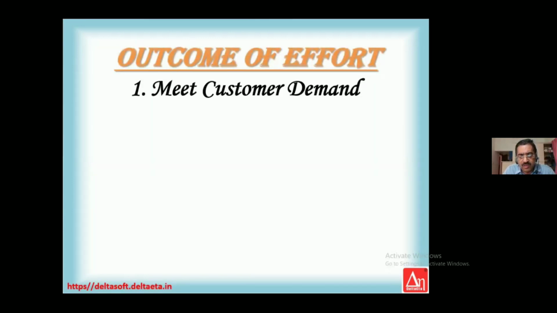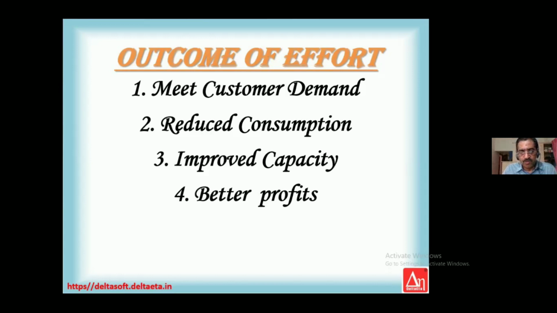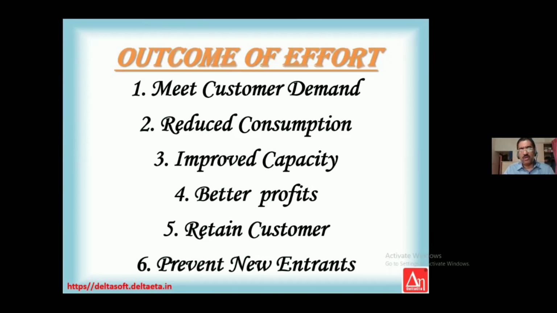Now, what is the outcome of such an effort? You met the customer demand, you reduced many consumptions. You reduced the consumption of diesel, you reduced the consumption of paint. You improved your capacity without adding anything to the infrastructure. You kept the existing painting system, the same system, but only modified the working methods, and you came out with an improved capacity. You had much better profits, double the profits in spite of reduced price. You retain the customer, and sixth, you prevent new entrants into the market.